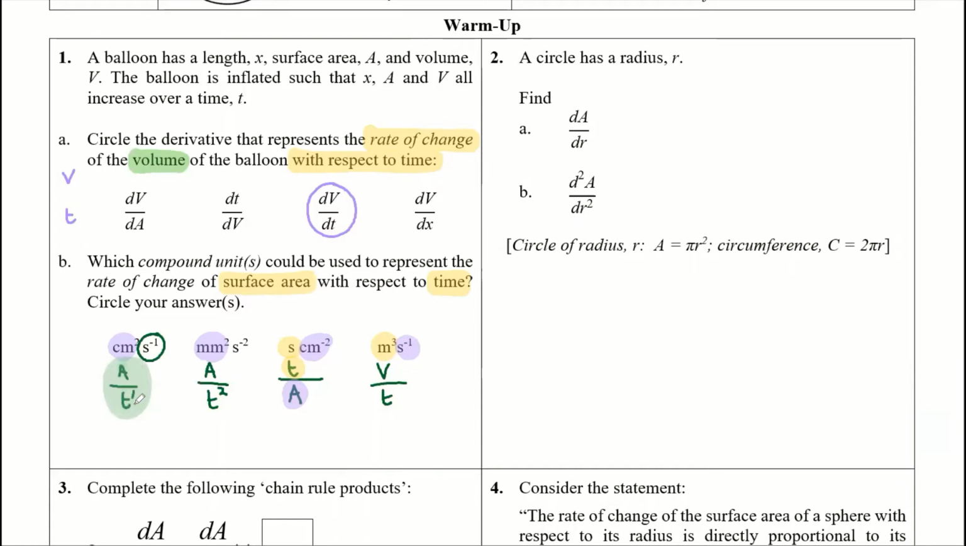Now, moving on to question 2, we have to find some derivatives. It says a circle has a radius r.